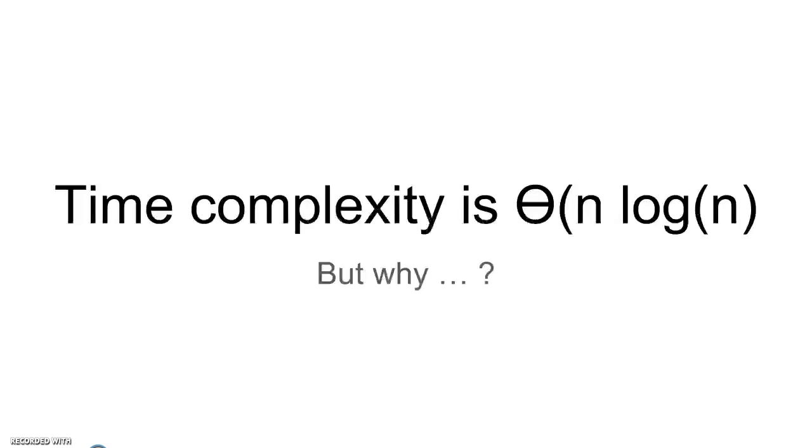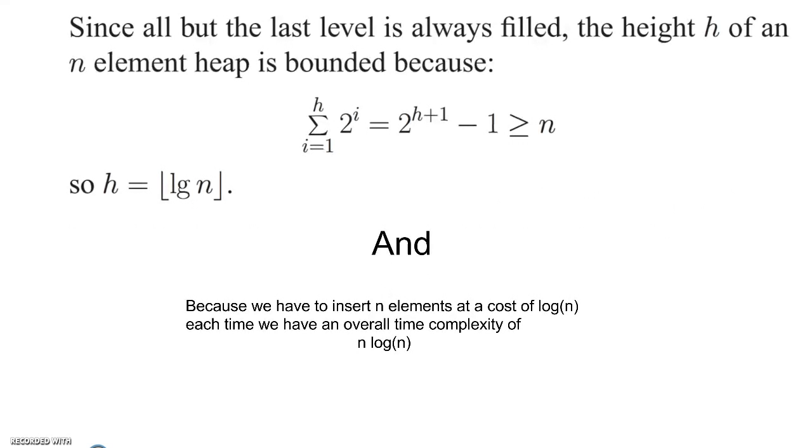So what's the time complexity? The time complexity is theta of n log n. But why? The actual insertion process, as we see by this proof here, takes log n time. Inserting an element takes log n time because it only has to compare to half of the elements every time it swaps with its parents. But because we have to do n insertions, we get n times log n. So we have to do n insertions at log n time each.